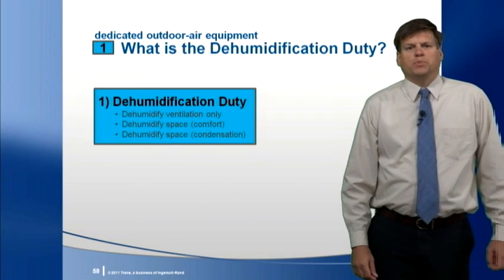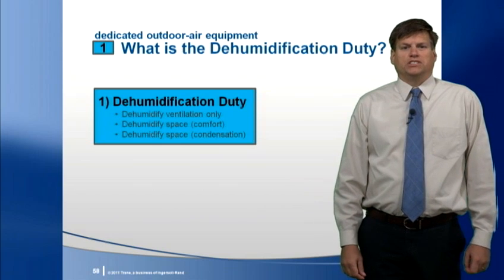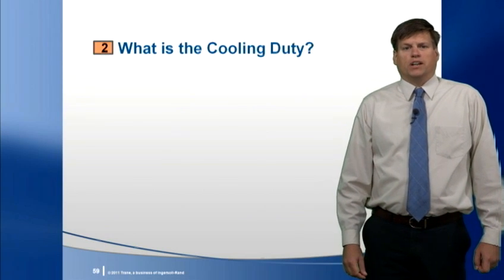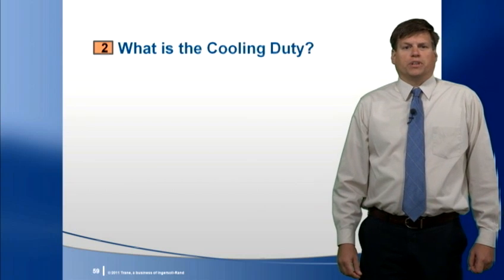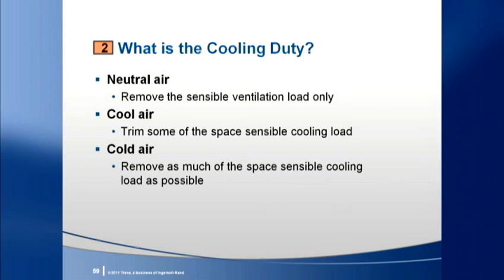This defines the first piece of the puzzle to help determine the type of equipment required. What is the dehumidification duty? The next building block or goal that needs to be defined is what is the cooling duty of the dedicated outdoor air unit? Should it be delivered neutral temperature, removing only the ventilation load and providing no space cooling? Or should it deliver the air cool to remove some of the space sensible cooling load? Or should it deliver cold air and remove as much of the space load as possible?